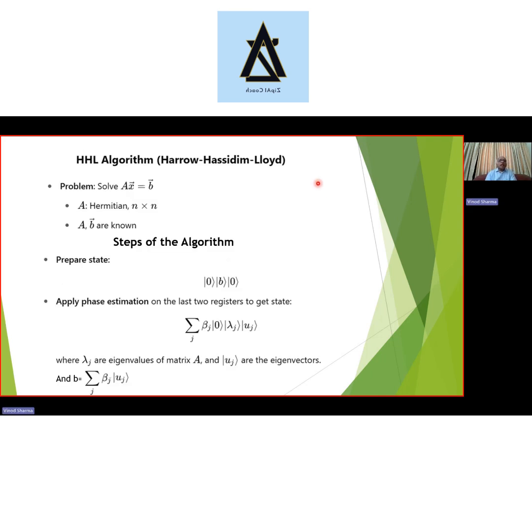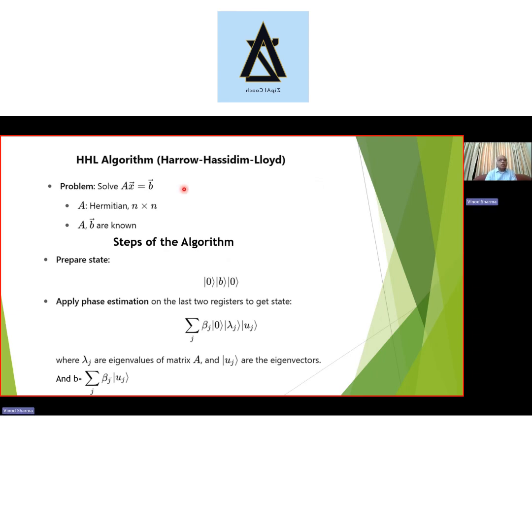Next algorithm is the HHL algorithm. This is the Harrow-Hassidim-Lloyd algorithm. This came up much later than the previous algorithms that we have given today. Even Grover's algorithm, all those algorithms were invented by 2000. This algorithm came in 2010. Now, what is this about?